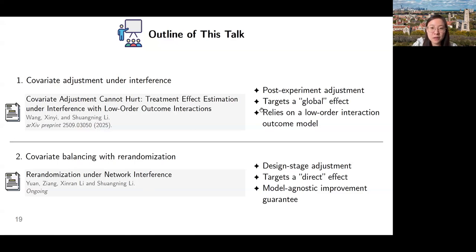The two papers also make slightly different assumptions and have different targets. The first paper targets more of a global effect, but the result relies on something called a low order interaction outcome model. In the second one, we target something slightly easier called a direct effect, but it is a pretty model-agnostic method: for the covariate adjustment method to be guaranteed to be better than the no adjustment method, we don't need any structural assumptions like the low order interaction model in the first part of the talk. For the first part of the talk, we have a draft on arXiv with the title, Covariate Adjustment Cannot Hurt: Treatment Effect Estimation Under Interference with Low Order Outcome Interactions.